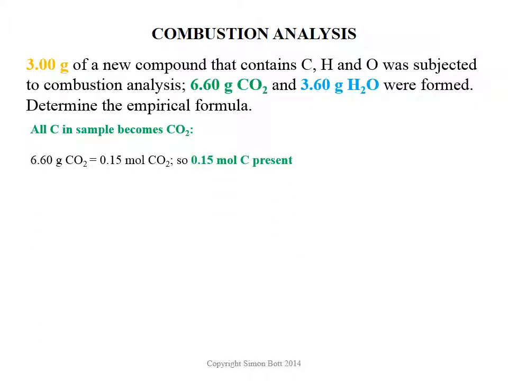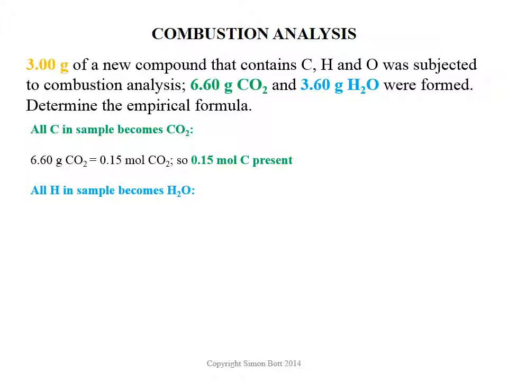We have 6.6 grams of CO2, divide that by 44, we get 0.15 moles of CO2. So because there is 1 mole of carbon in every mole of CO2, all the carbon that made this CO2 came from the sample, there was 0.15 moles of carbon present in the 3 grams of the sample. Okay, so there we are. We know how many moles of carbon we got in this sample. We're a third of the way there.